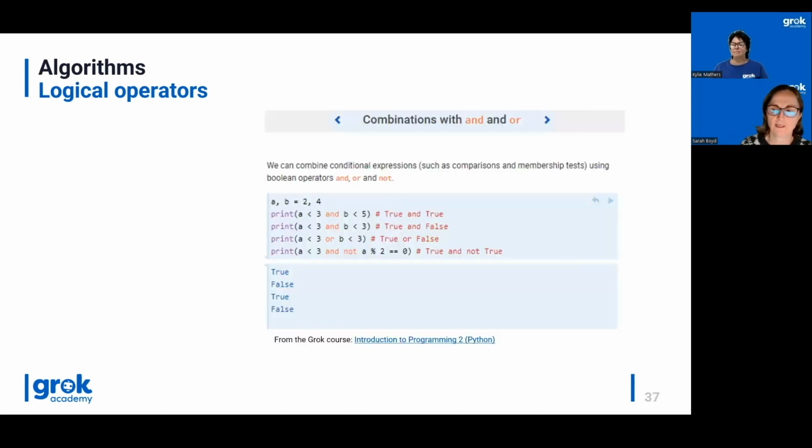And this time I've included an extract from a different Grok course called Introduction to Programming 2, Python. That's where students would do that course once they've finished the Python for Beginners course and they're ready for that. And one of the examples there is with and or. So this is really just an example to show you how and or works. So if you say print a less than 3 and b less than 5, that's a true and a true. So a true and a true makes a true.